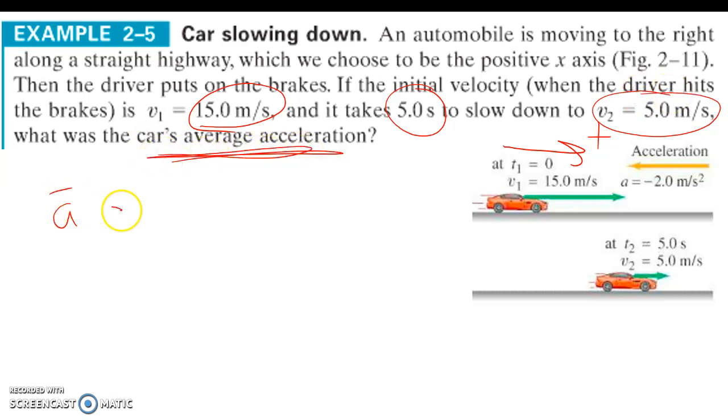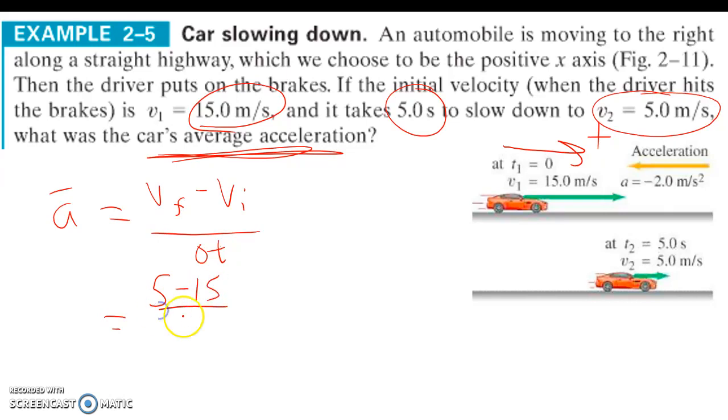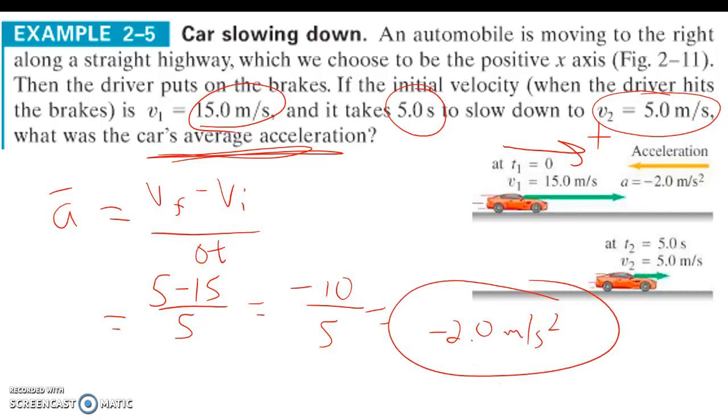Okay, so acceleration again is final velocity minus initial velocity divided by change in time. Our final velocity is 5, so 5 minus 15 over 5, negative 10 over 5. So our acceleration is negative 2.0 meters per second squared. Now, why is that important? We can be traveling in the positive direction and have a negative acceleration, right? That just means we're slowing down.